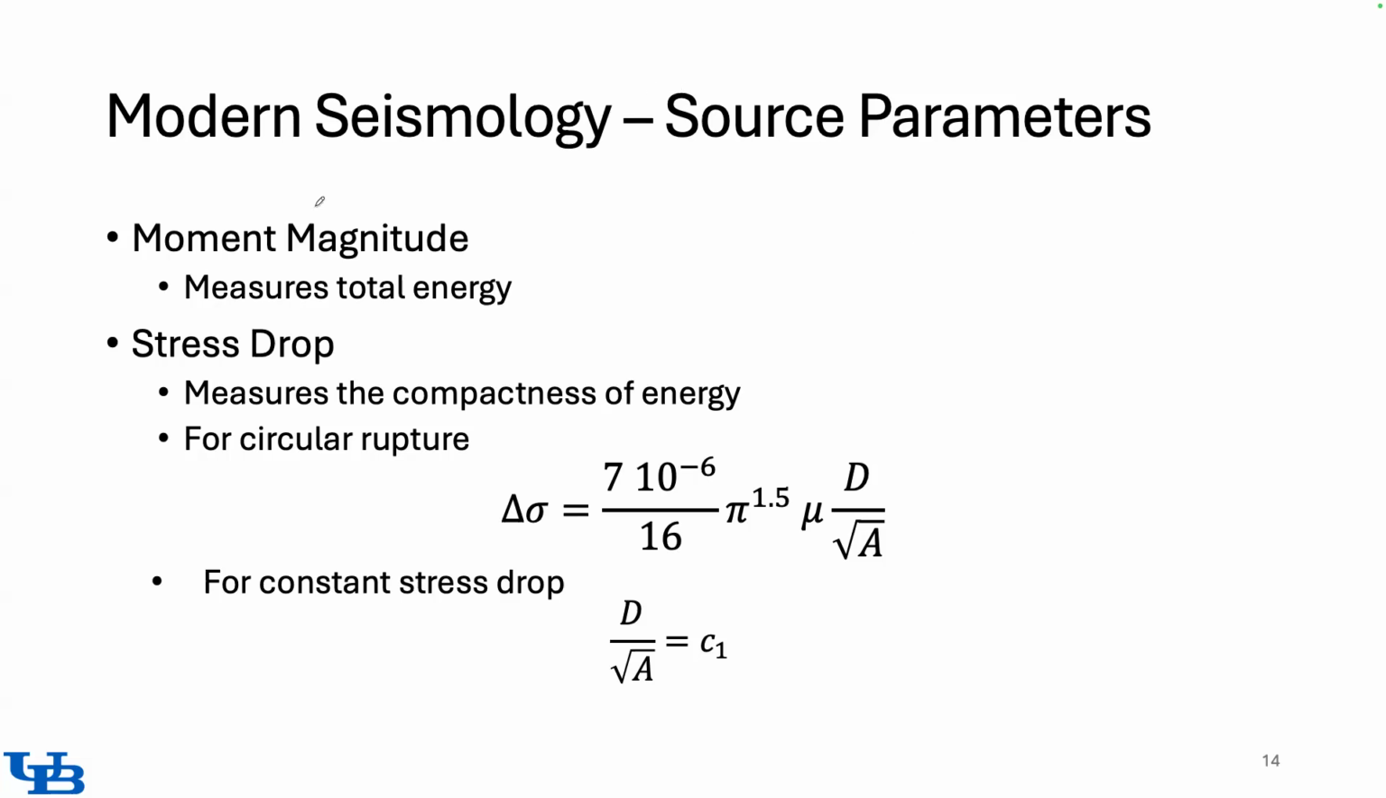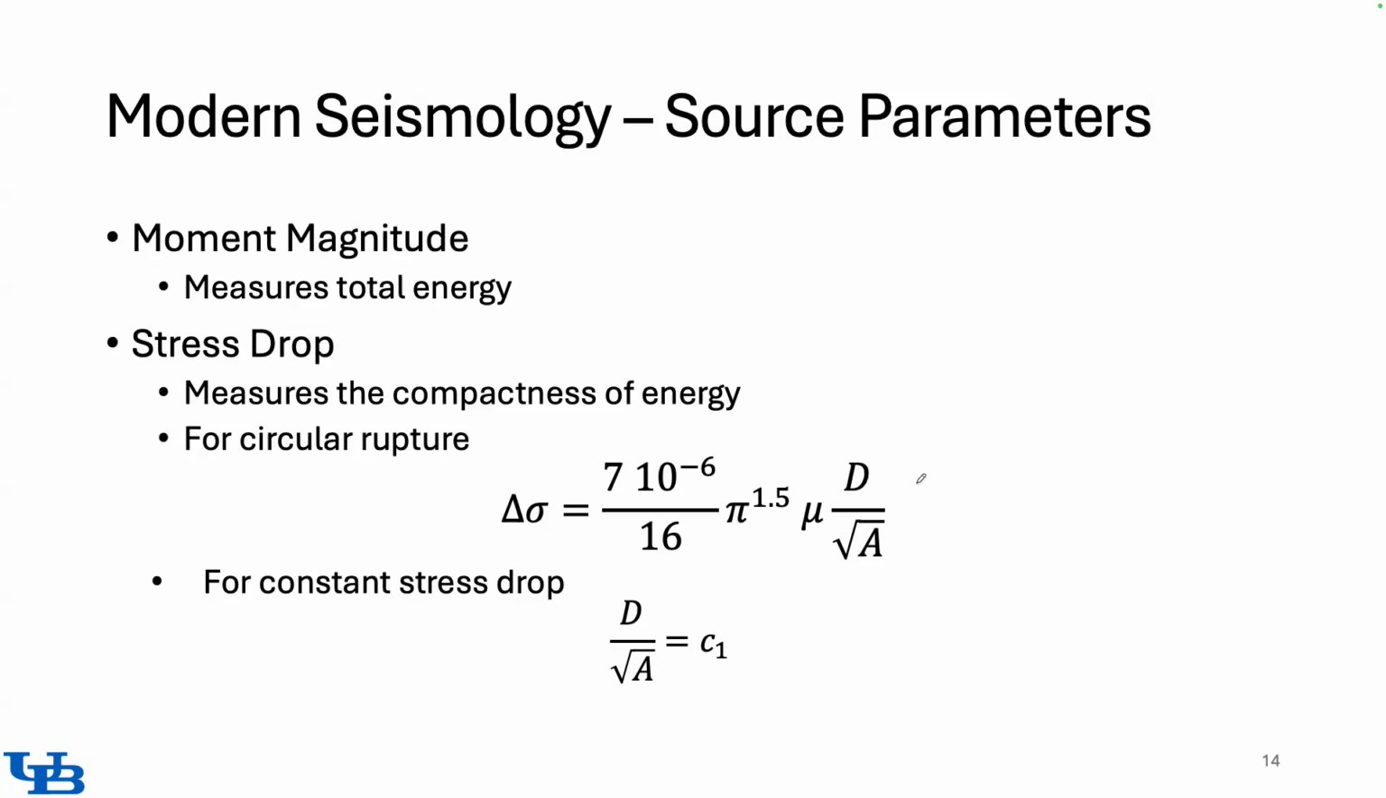Now, going back to how we define seismic sources in modern seismology, we talked about the moment. The other parameter that we said is important is the stress drop, and that relates not to the total amount of energy, but to how compact it is. And for critical ruptures, the equation that can give us the stress drop is this one.